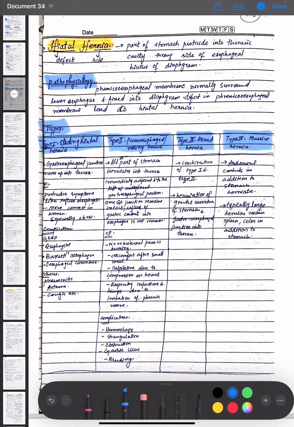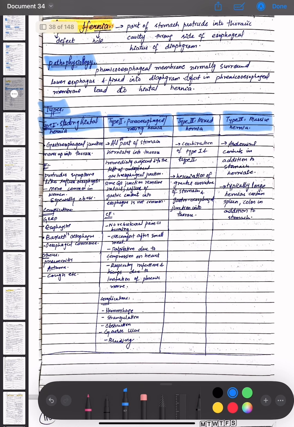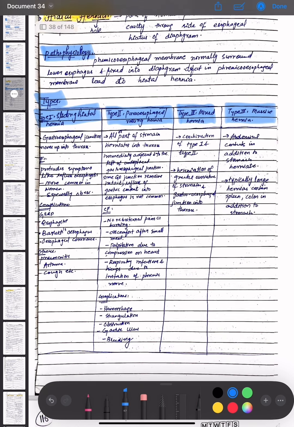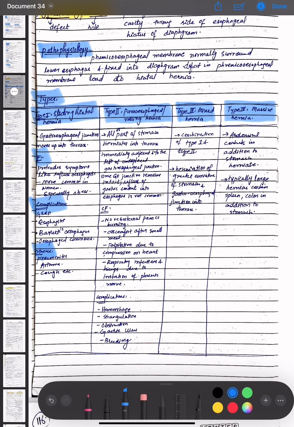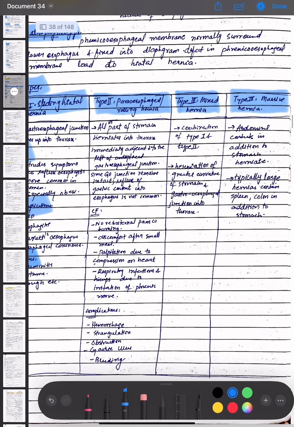In type 1, we are having the gastroesophageal junction moving up into the thorax. The clinical features are symptoms like reflux esophagitis, more common in women, especially obese. The complications are GERD, esophagitis, Barrett's esophagus, esophageal carcinoma. The others are pneumonitis, asthma, and cough, etc. The type 2 is paraesophageal rolling hernia.